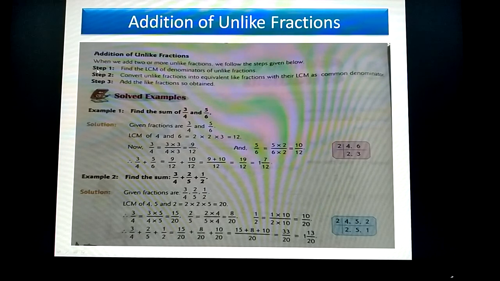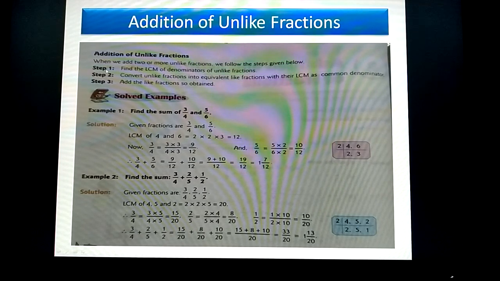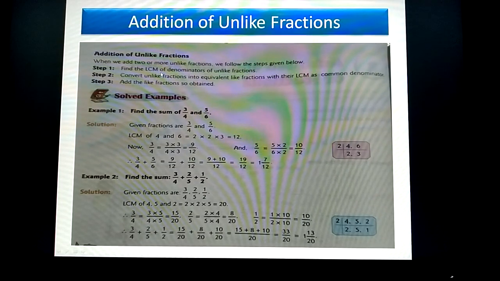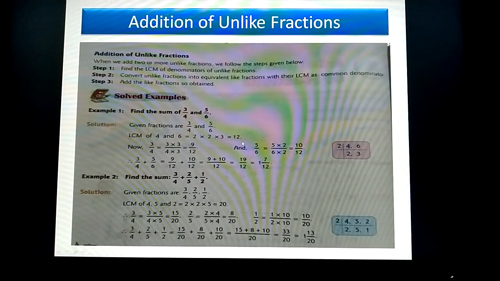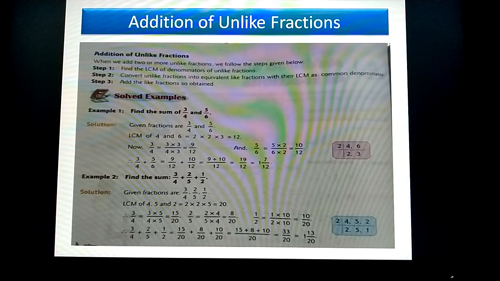So here are some steps that we need to follow for addition of unlike fractions. First step is we have to find the LCM of the denominators of the unlike fractions. Say in this case, find the sum of 3 by 4 and 5 by 6. So first of all I have to find out the LCM of 4 and 6. As you can see here on the right hand side, we have found out the LCM of 4 and 6, and it will be 12.